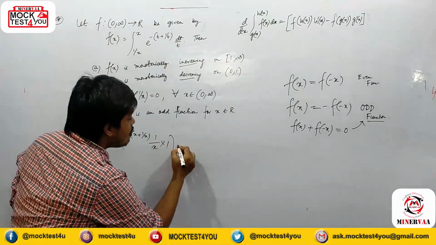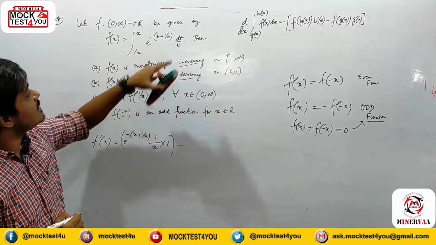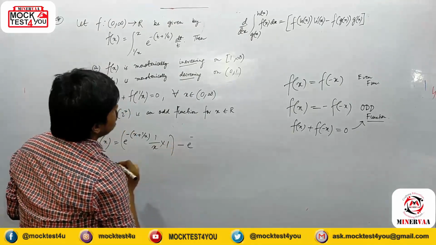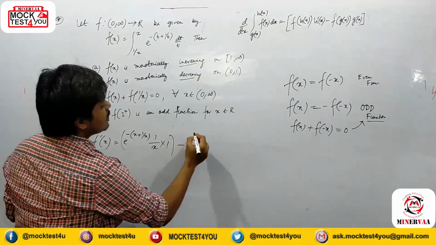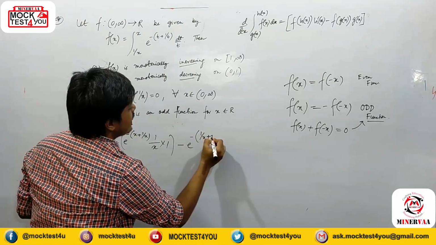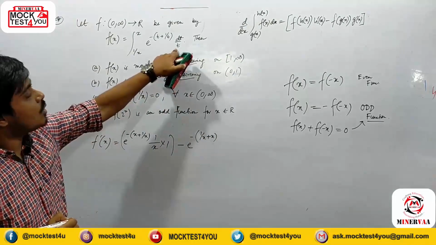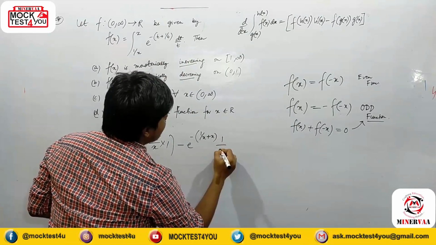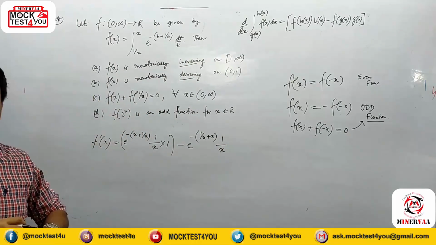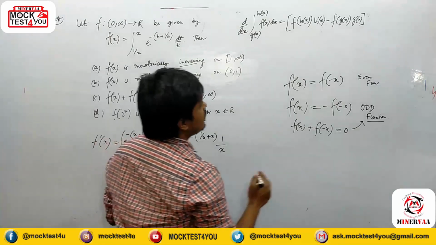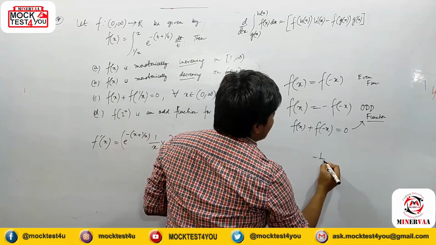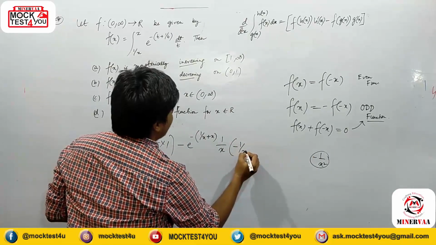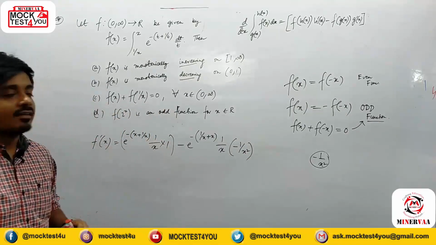Clear? Then minus of, now put 1 by x in there. So what do we have? e to the power minus of, so here it will be what? 1 by x plus x. This will become what? x. So it becomes 1 by x. And differentiation of 1 by x is what? Come on guys, it is minus 1 by x square. I hope everybody remembers this one. Minus 1 by x square. Okay, clear?